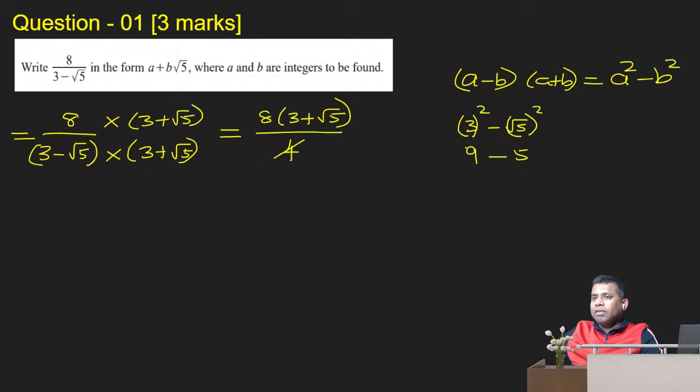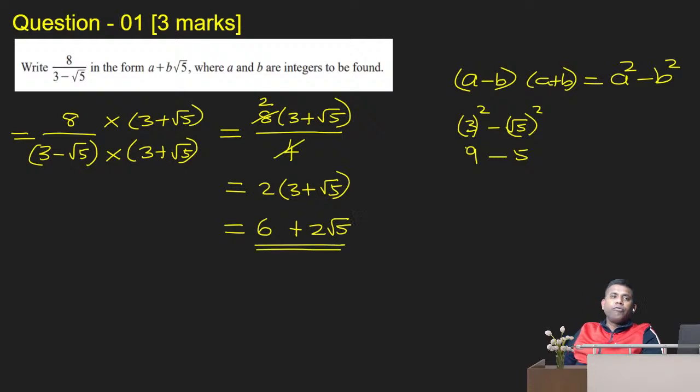So 4 cancels with 8, it's going to be 2. So the answer is 2 times (3 plus root 5). You can multiply 2 times 3 is 6, plus 2 root 5. And that is the answer for question number 1.